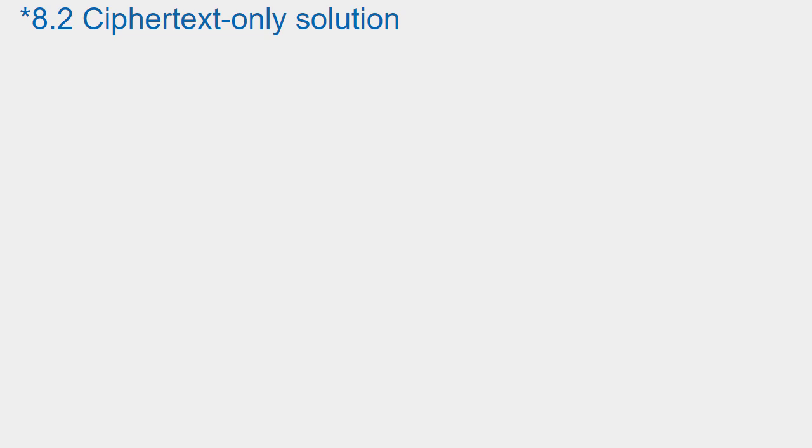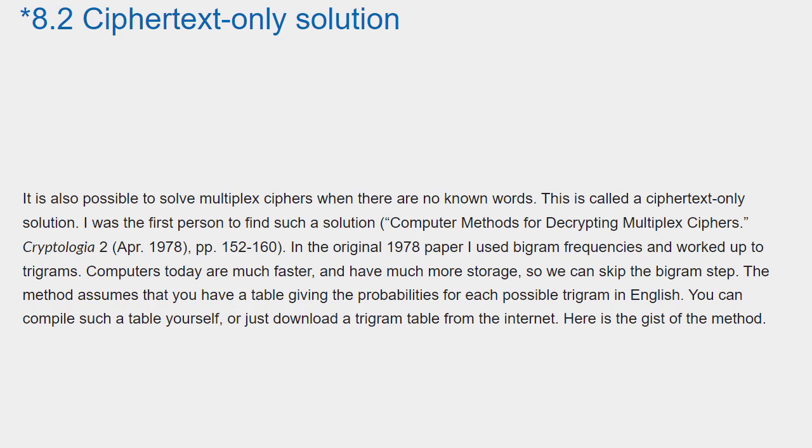Section 8.2. Ciphertext only solution. It is also possible to solve multiplex ciphers when there are no known words. This is called a ciphertext only solution. I was the first person to find such a solution. Computer Methods for Decrypting Multiplex Ciphers, Cryptologia 2, April 1978, pages 152 to 160.